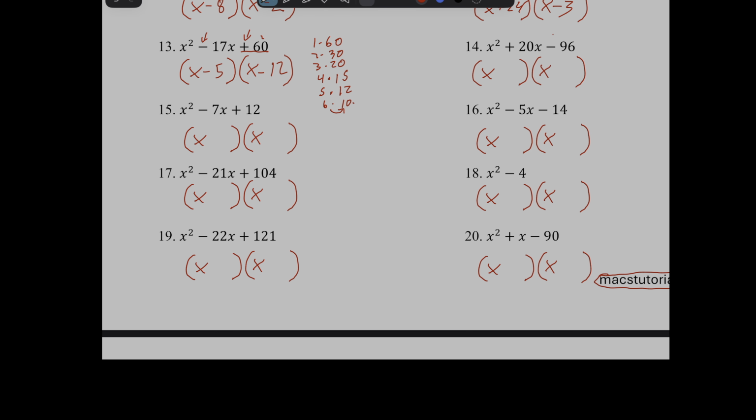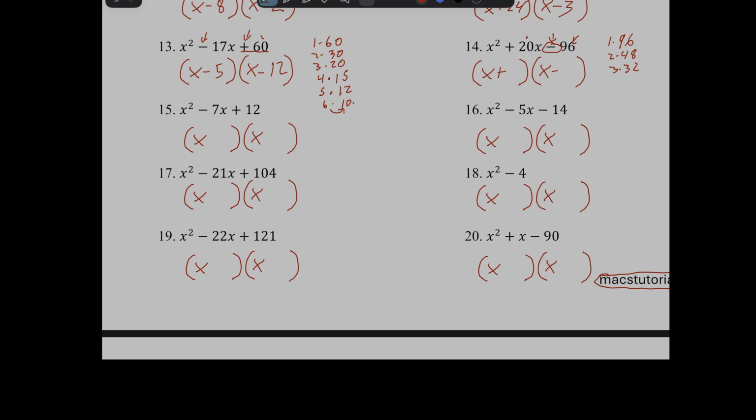Number 14. Third term is negative. Signs are different. Factors of the third will subtract to the middle. What multiplies to 96 and subtracts to 20? Well, it has to be something higher than 20. I know that, or else it won't subtract. 1 times 96. I honestly don't know. 2 times 48. 3 times 32. Well, that subtracts to 29.